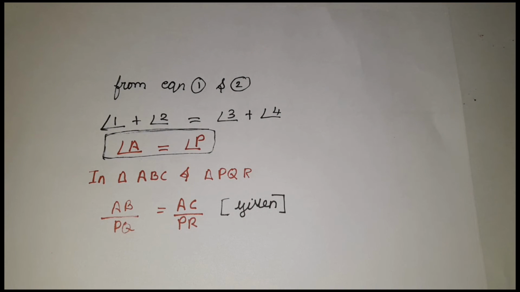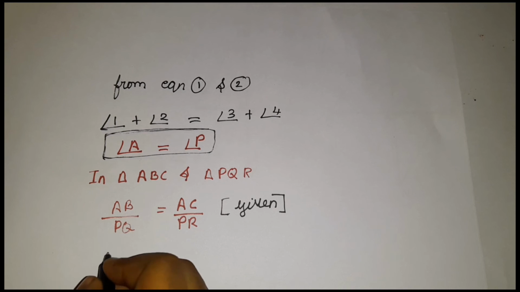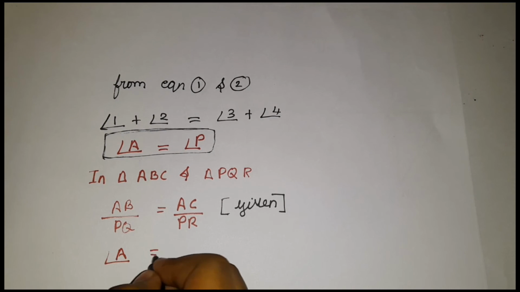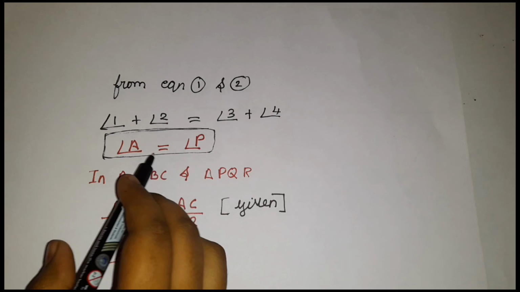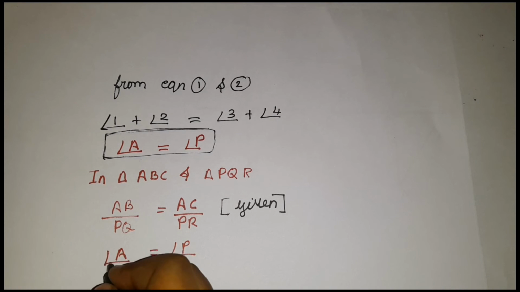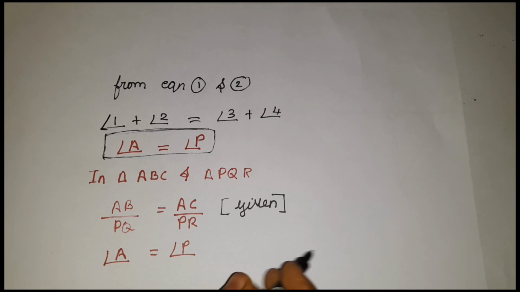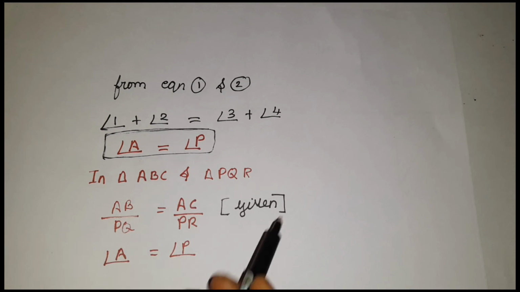It was given in the question. Okay, guys, since it was given in the question, I just wrote these values. Now I can write angle A is equal to angle P. Just now we got it, that's why I wrote angle A is equal to angle P. If you want to write something, you can just say that just now we proved it.